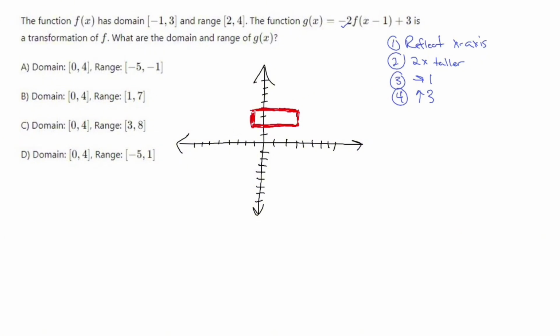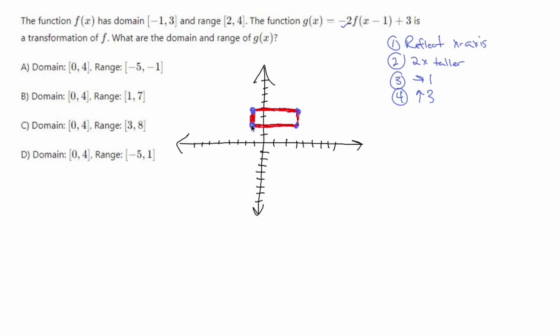So we're going to take each point here, here, here, and here. We're going to reflect it over the x-axis because that's what that negative living outside the f of x means. We're going to make it 2 times taller. We're going to then move it right 1 and then move it up 3.